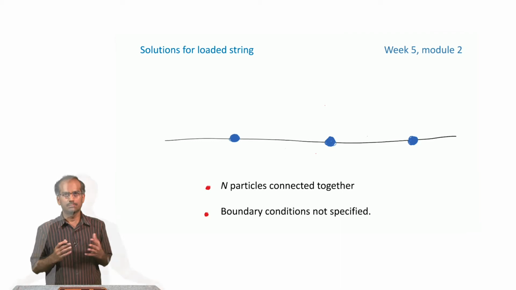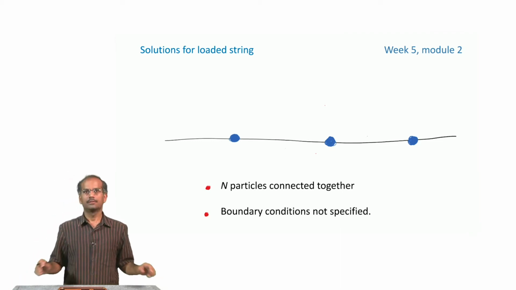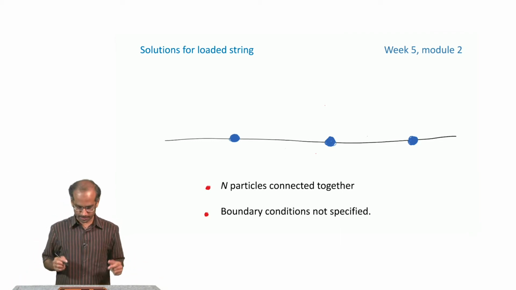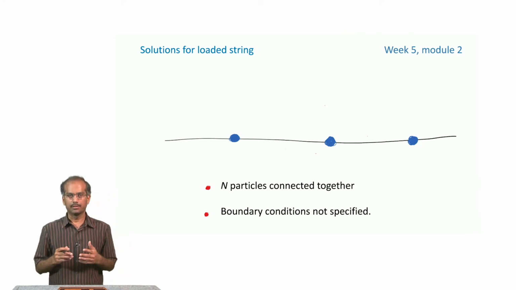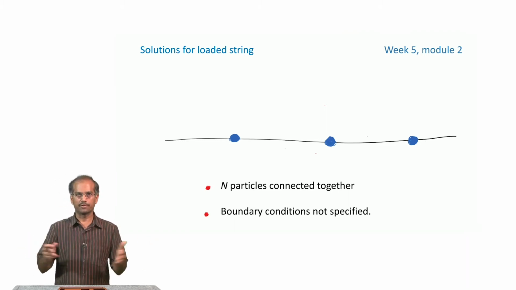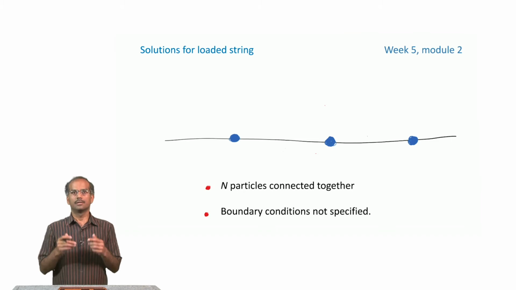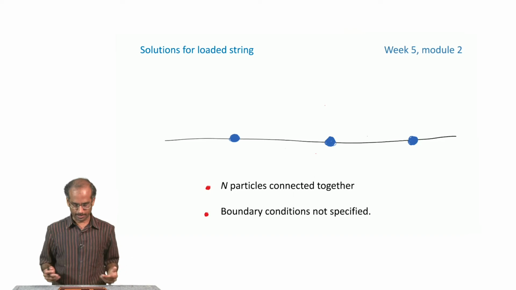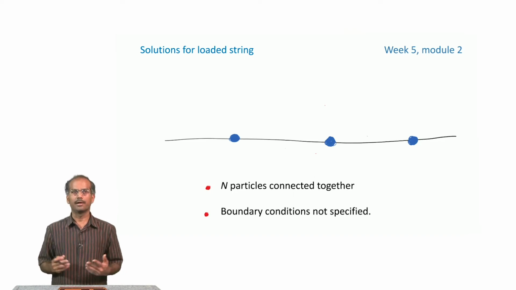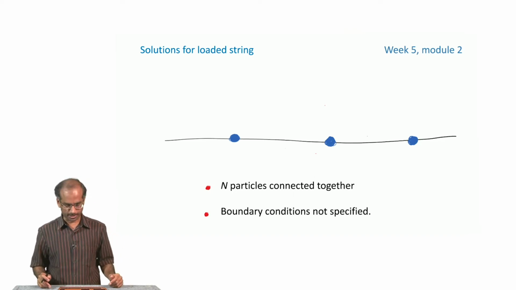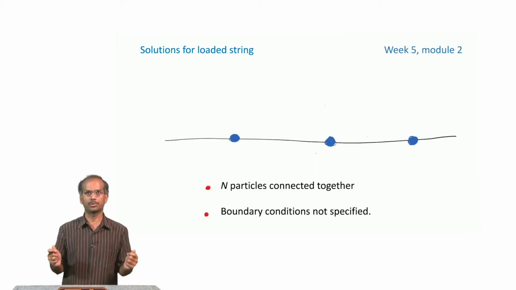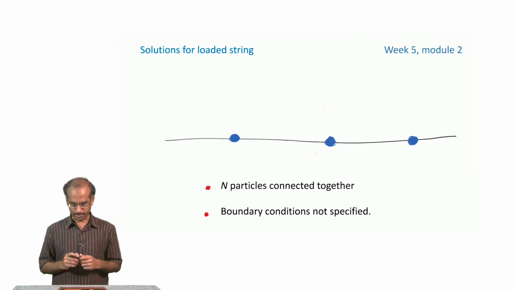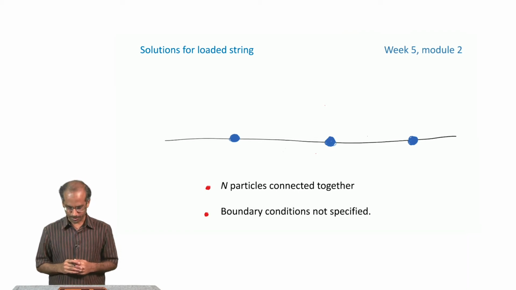We started with the loaded string. In this, you have a collection of particles which are connected by a string. You should really imagine it as a collection of coupled oscillators, coupled in this case through a string, but it could be coupled by any other means. This is a sort of abstract system that we are studying to understand what happens when you put together a large number of particles and couple them.